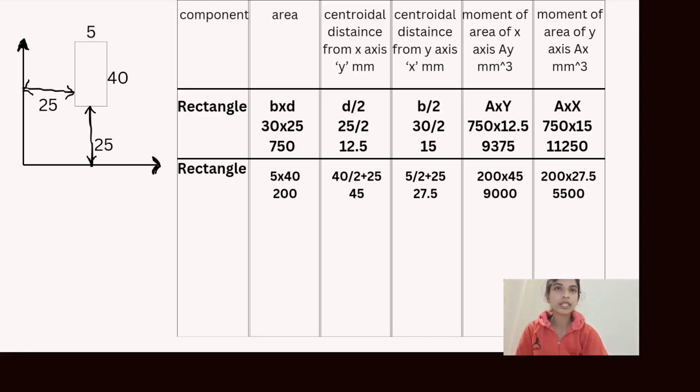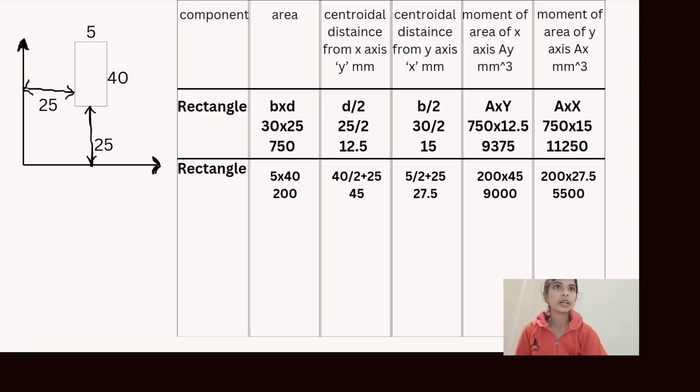Next, the same way I'll calculate the centroidal distance from y-axis, which is x in millimeter. With the same formula, I'll add 25 because it's situated far from the y-axis, with the distance between being 25 millimeter. So I'll divide 5 by 2 and add 25, which gives me 27.5. Then next I'll calculate the moment of area about x-axis, ay in millimeter cube, which is the multiplication of area and centroidal distance from x-axis, where I get 200 into 45, which is 9000.